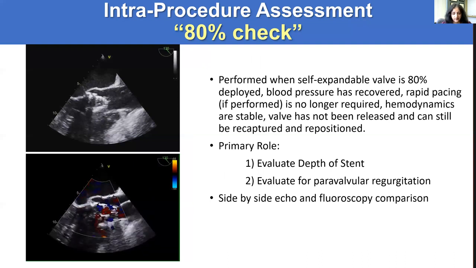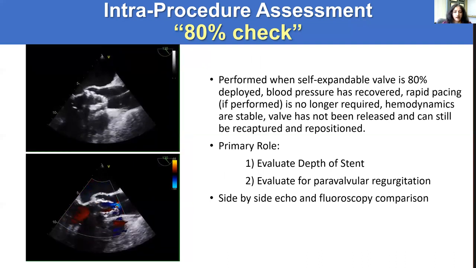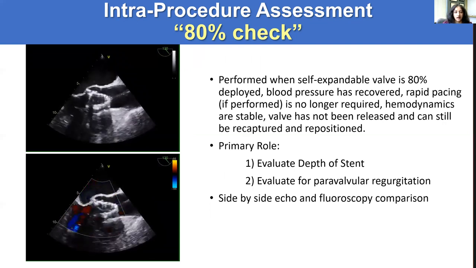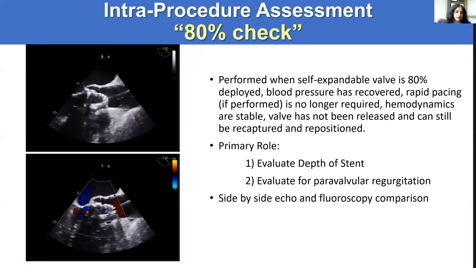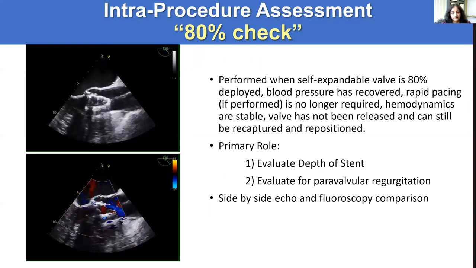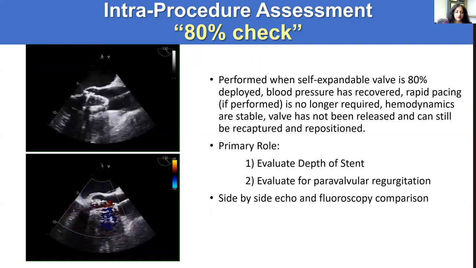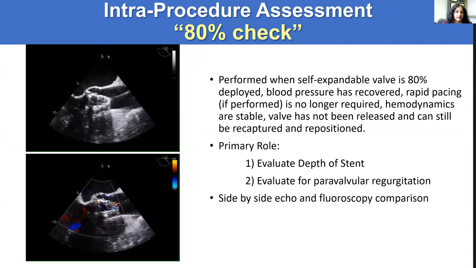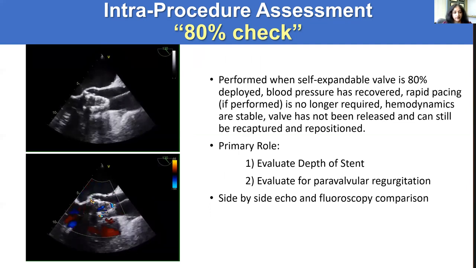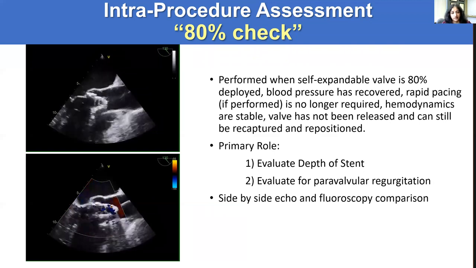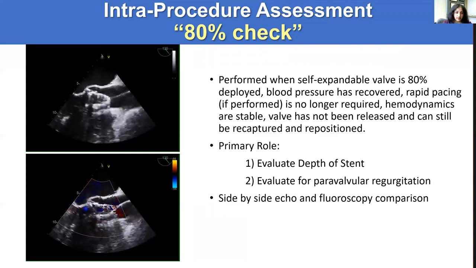And for the self-expandable valve, this was really a function of the newest iteration, the Evolute system, where the device could be entirely repositionable and recapturable should it be necessary. And so the 80% check for a self-expandable valve is really critical. When the self-expandable valve is at 80% deployed, the blood pressure is recovered, rapid pacing is usually turned off, and hemodynamics are stable. The valve has not been released yet.